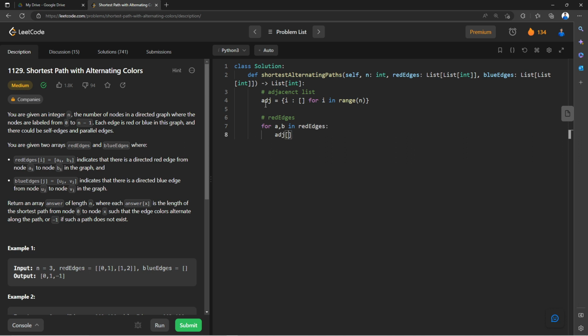I have to say adjacent list of a, you have to append b. But here we can't append only b. We have to append b comma 0, not 1, because we are indicating 0 for red edges. If there is a 0, that means this is a red edge, right?